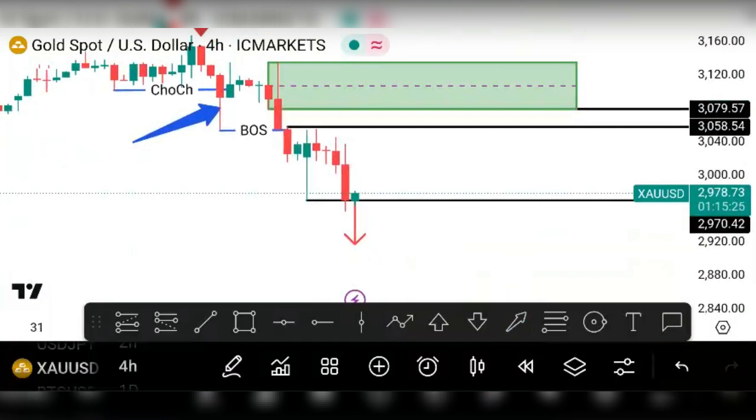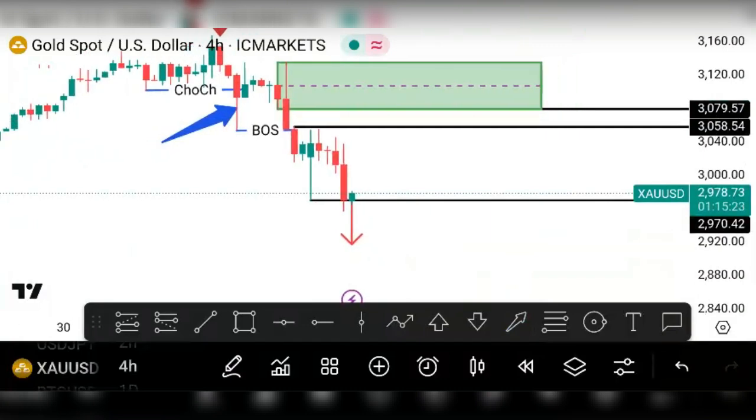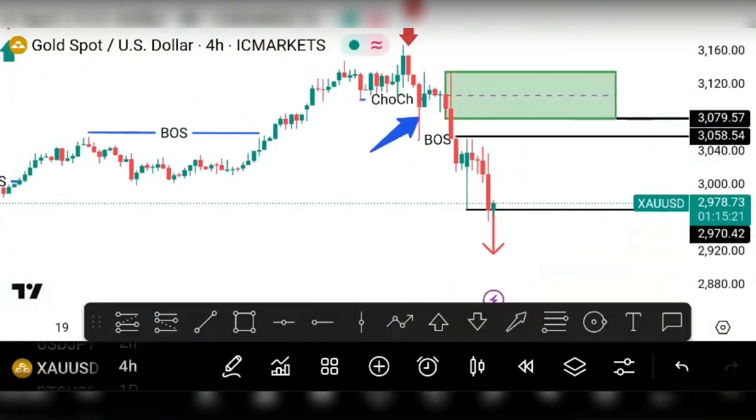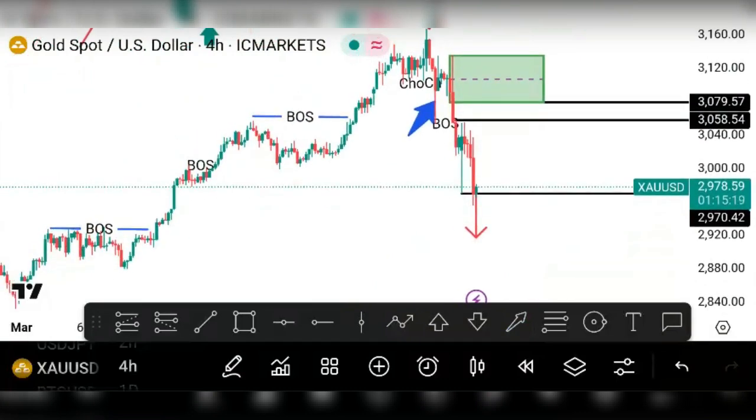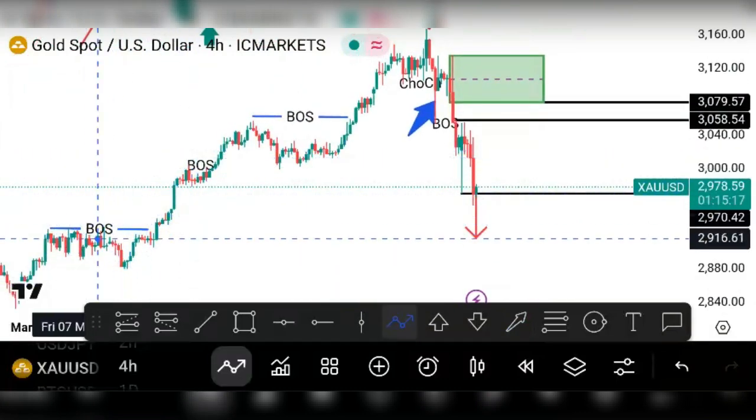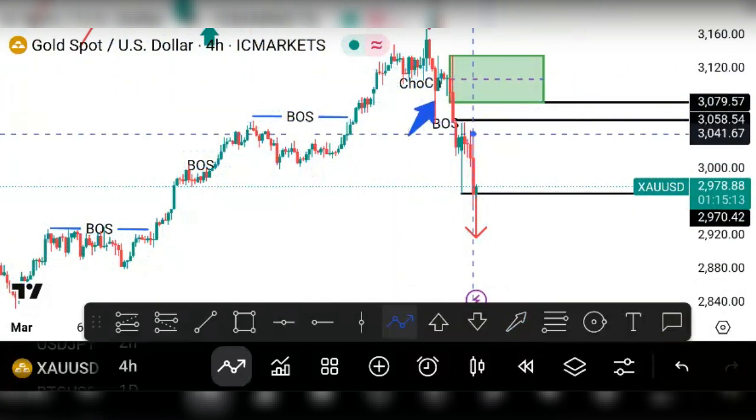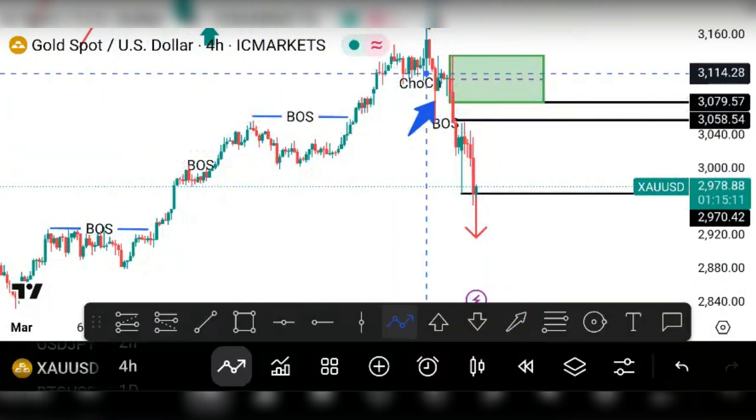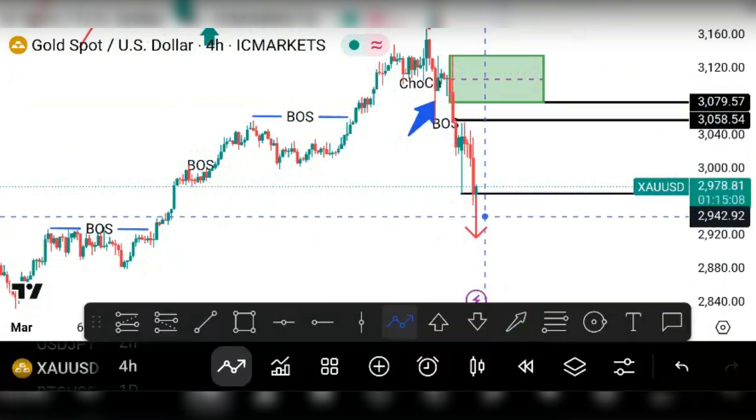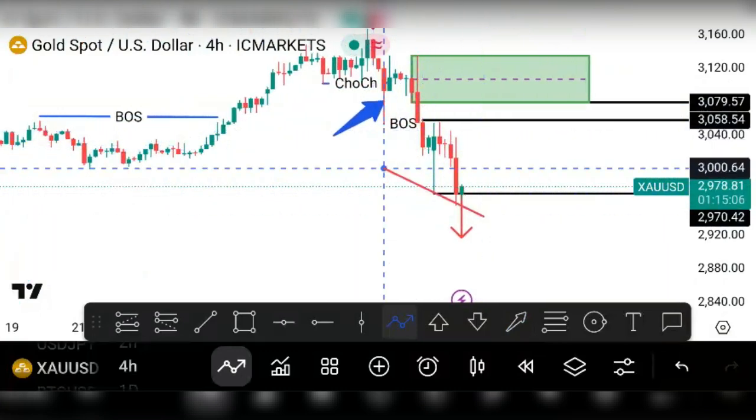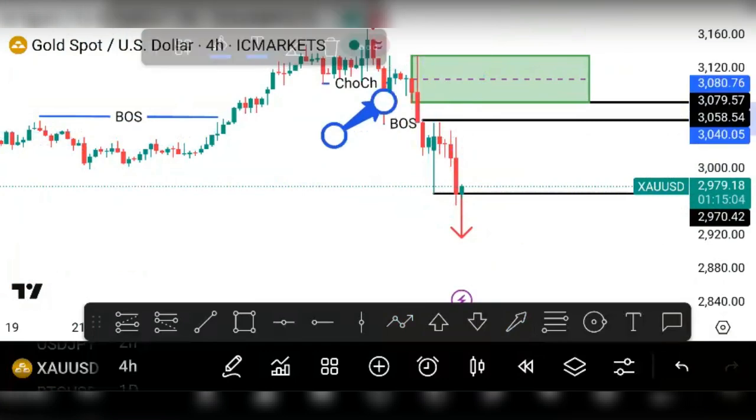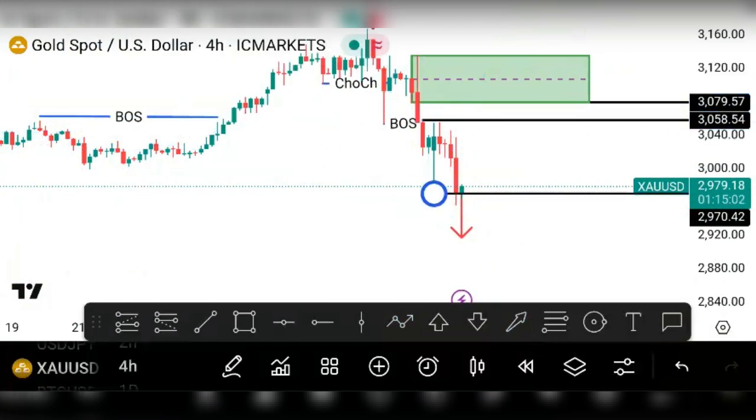We said the market is in a downtrend. A temporary downtrend is a downtrend because it changed direction from bullish. From this bullish move, we had break of structure, break of structure, break of structure, and then we saw a change of character to the downside. Then the market is trending down. So we've identified our supply zone on our 4-hour time frame. Now let me delete these things.